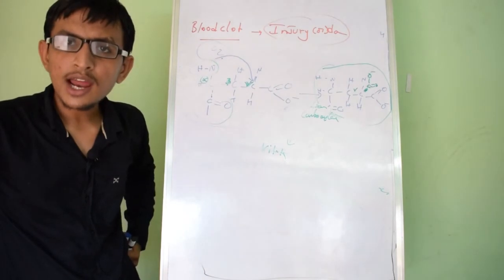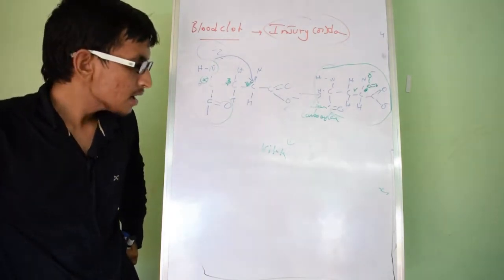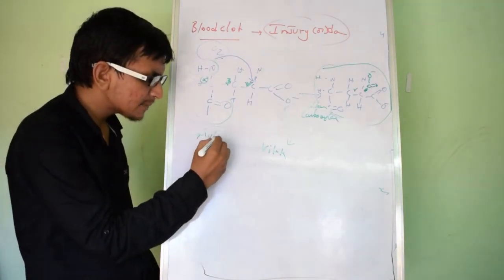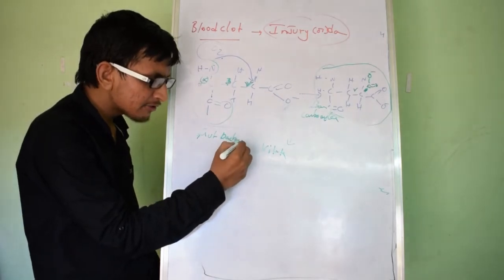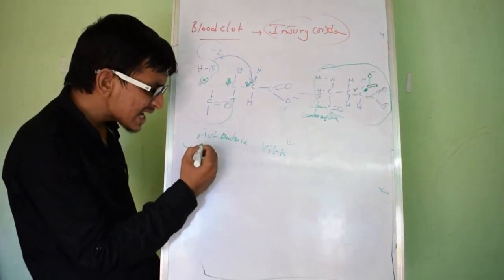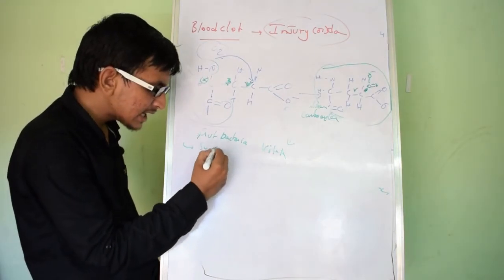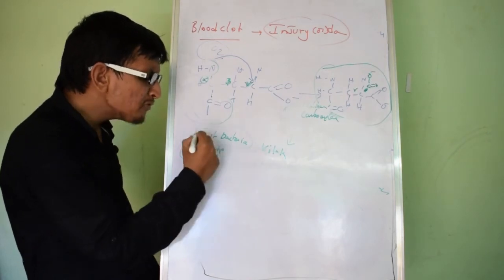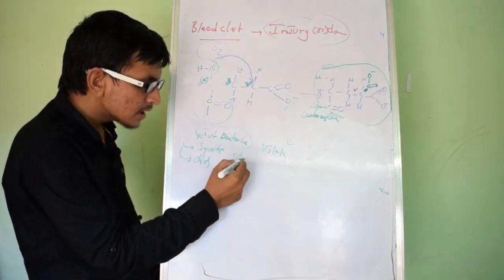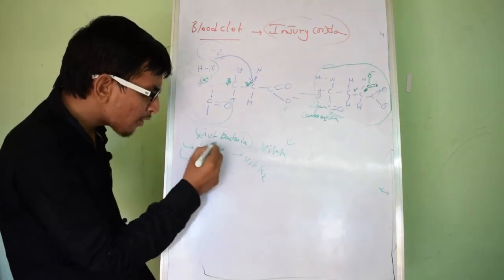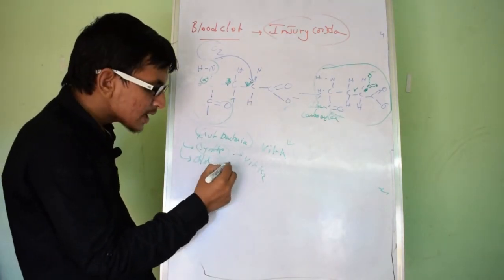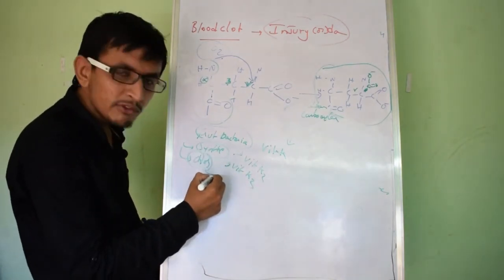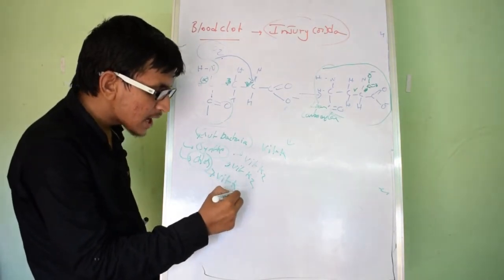So now we can understand the importance of vitamin K. Vitamin K is derived from three different sources. One is from gut bacteria. We can get vitamin K from gut bacteria, we can synthesize vitamin K synthetically, and we can also get vitamin K from chlorophyllous plants. The form of vitamin K that you are getting from the gut bacteria is called vitamin K2, the form that you are synthesizing is called vitamin K3, and the form from the chlorophyllous plants is called vitamin K1.